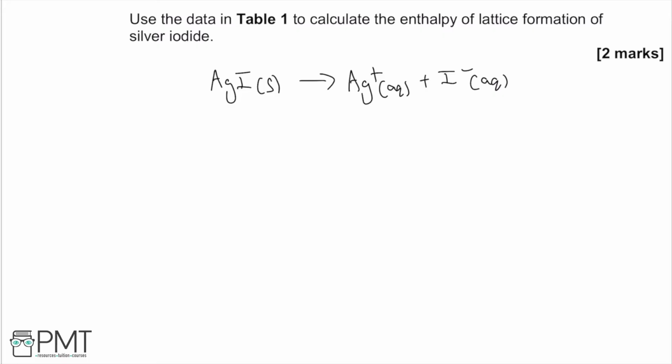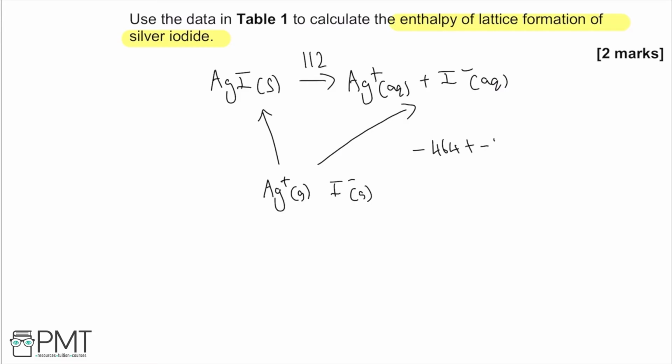Now, as we are asked to calculate the enthalpy of lattice formation of silver iodide, we will draw the second arrow of the cycle up, with the third arrow going up to the ions in the aqueous state. If we now input some values, we have 112 across the top, and minus 464 plus minus 293. So if we put that into our calculator, we get minus 757, and that is on the third arrow.